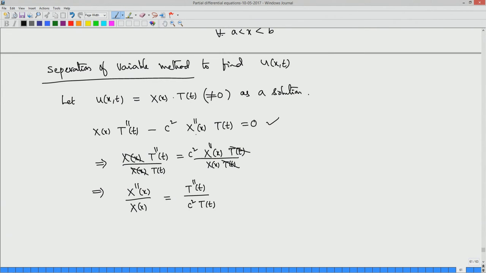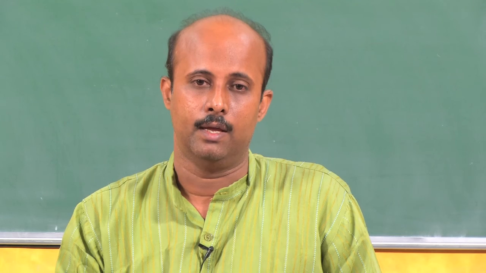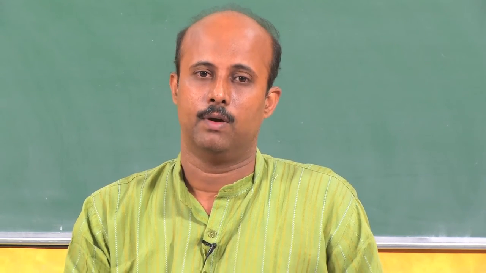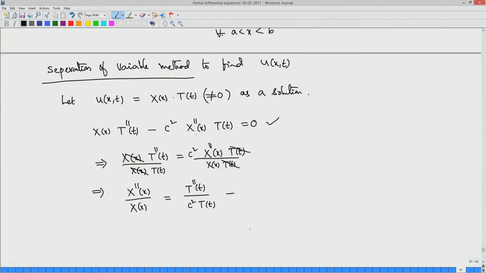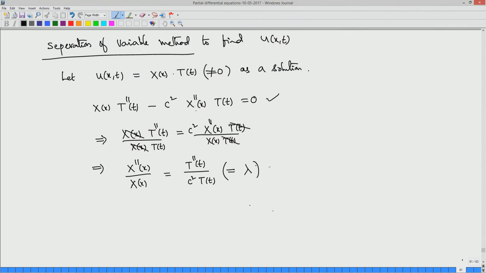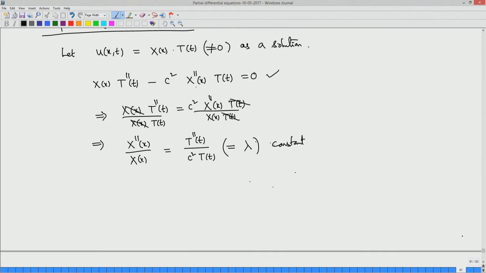Now the variables are separated, X of x and T of t. One side is a function of x, the other side is a function of t. If x and t are independent variables, and one side is a function of x and the other side is a function of t, then it has to be a constant. Call this constant lambda, which is a parameter.